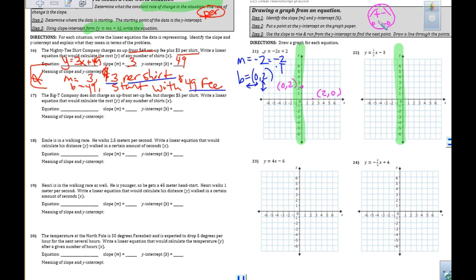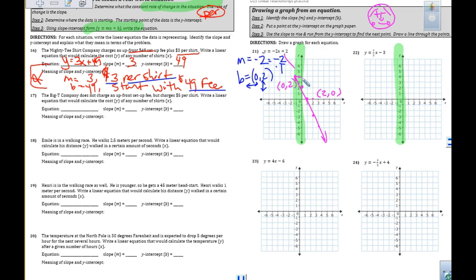And remember, we had the nose as being the undefined. You're not going to have any graphs on this page where it's undefined. But at this point, because I know this is negative, I know my line has to go down. I'm going to go down 2 and over 1. Down 2 and over 1, and then a straight edge to draw that.